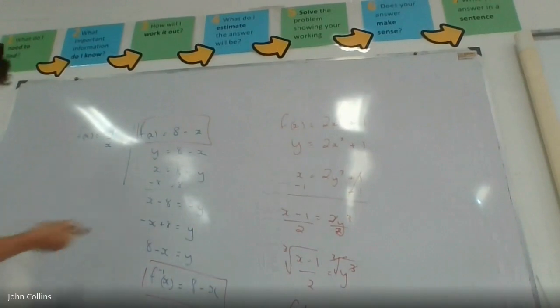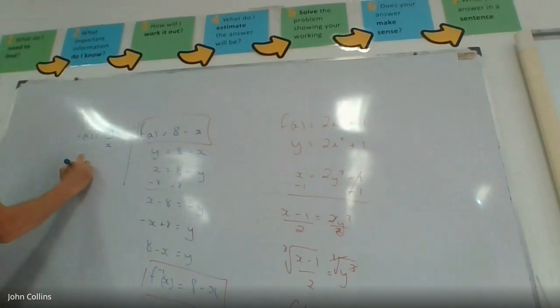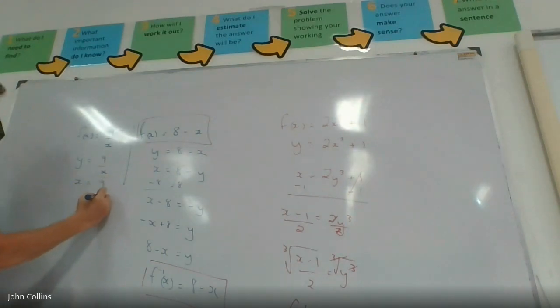Second one, f(x), so y is equal to 9 over x. Swap the variables, x is equal to 9 over y. Solve for y now, so you've got to multiply both sides by y. So I get xy is equal to 9. And then I need y equals, so divide both sides by x. And y is equal to 9 over x. And the final line: f inverse is equal to 9 over x.